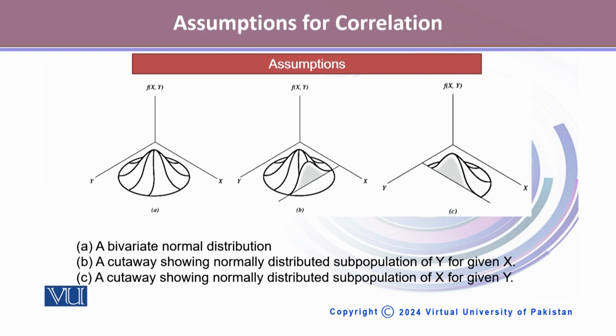So these are the assumptions that are very important when we talk about the correlation analysis. And if the data belongs to the bivariate normal distribution, it's good to perform correlation analysis and perform statistical inference on it.